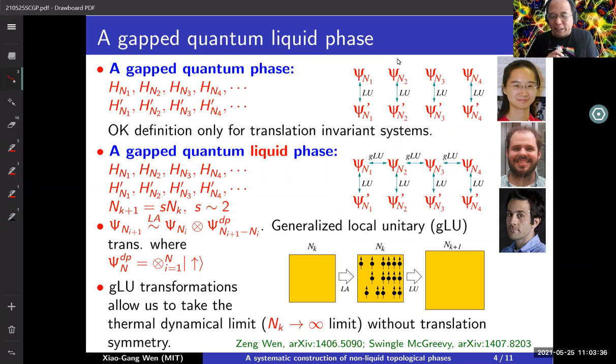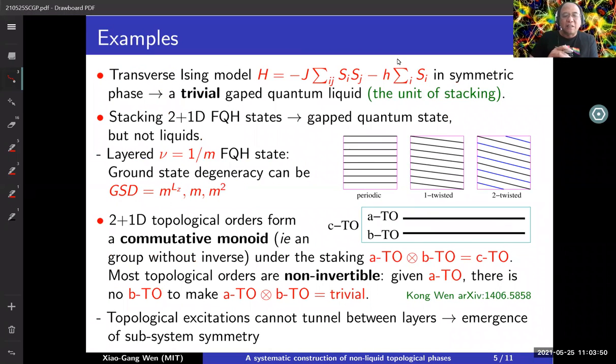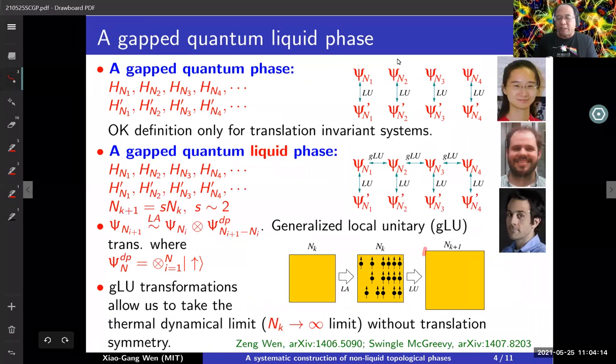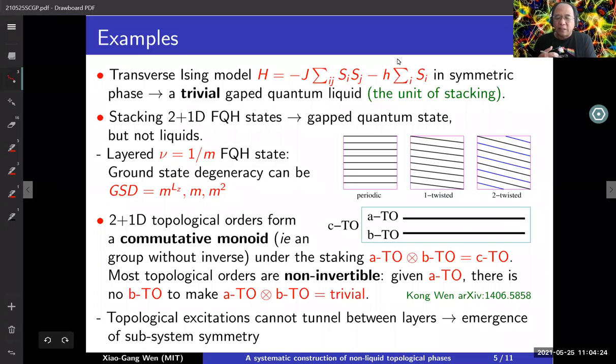But it turns out that this definition is kind of restricted. Not every gapped phase with translation symmetry can be defined this way. An example of that is the layered quantum Hall states. If you stack a non-trivial quantum Hall state into many layers to form a three-dimensional system, that is certainly a gapped quantum phase. But this gapped quantum phase is not a liquid using this definition, because systems with different sizes are not connected by dissolving the product states. And so this led to the so-called gapped non-liquid phase.